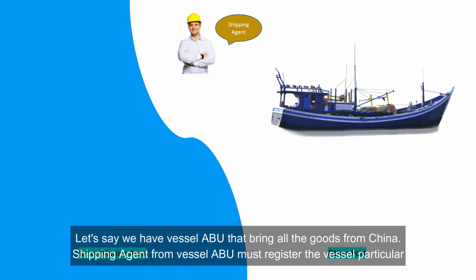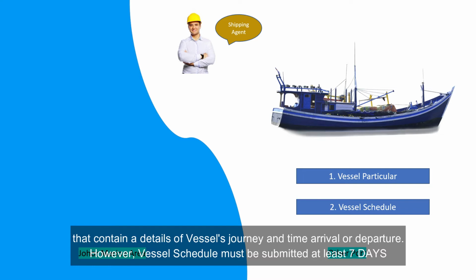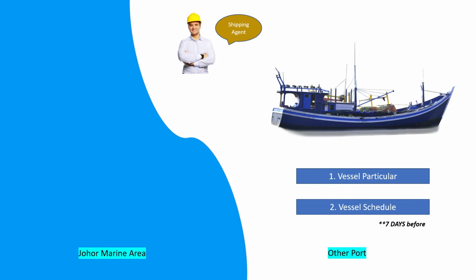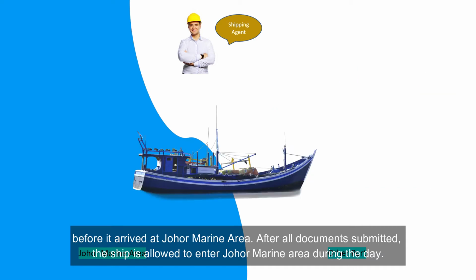The shipping agent from vessel Abu must register the vessel particulars and get the vessel ID for their ship. Then, from the vessel ID that was retrieved, the shipping agent must submit a vessel schedule that contains details of the vessel journey and time of arrival or departure. However, the vessel schedule must be submitted at least 7 days before it arrives at the Johor Marine area. After all documents are submitted, the ship is allowed to enter the Johor Marine area during the day.